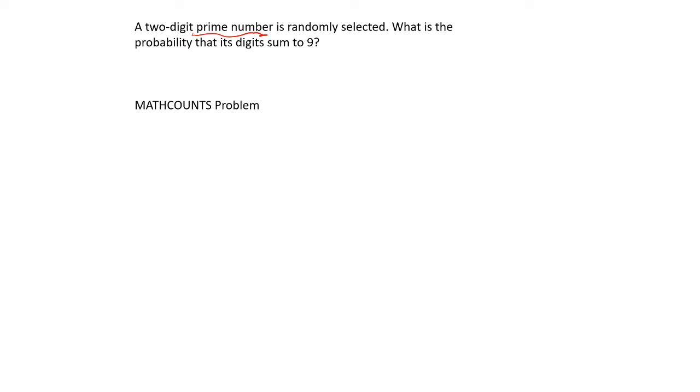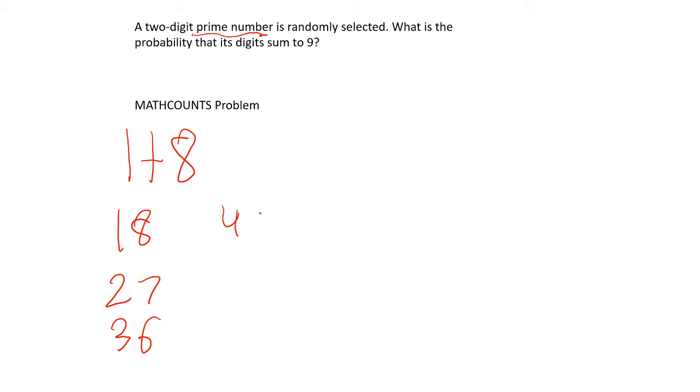So first we're going to do 1 plus 8. They sum to 9. We have 18. Now we know how this is going to go. We go to 2. 2 plus 7 is 9. We have 27. Now we move on to 3. 3 plus 6 is 9. So we have 36. Now we move on to 4. 4 plus 5 is 9, so we have 45.